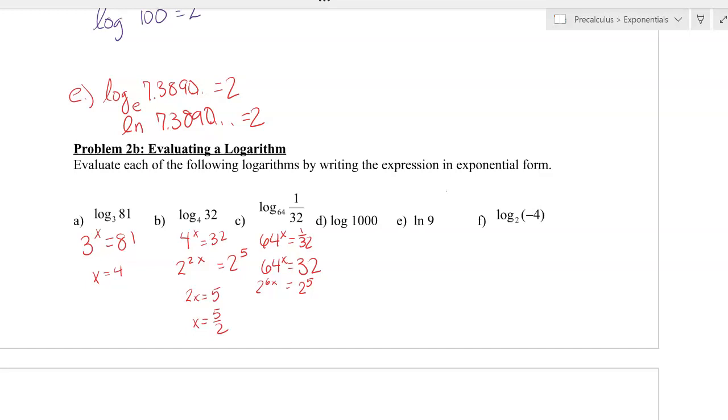Alright, so since they have the same bases now, I'm just going to set those two exponents equal to each other, because if their bases are the same, their exponent should be the same if they're equivalent. That's the whole idea. So x should be equal to 5/6. But remember, I started off with a fraction, which means that my exponent should have been negative. So x overall should be negative 5/6.